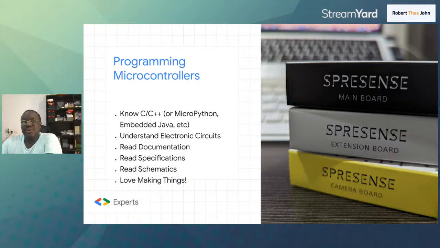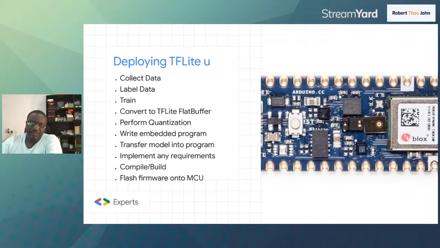It doesn't exactly work the same way in electronics and the embedded space. You have to read documentation. If you don't, you're just going to blow up your equipment and spend a lot of money. You also need to read specifications, different from documentation, of course. And then you need to learn how to read schematics. Schematics is how electronics engineers communicate their networks of connected devices. And then lastly, you just need to love making things.